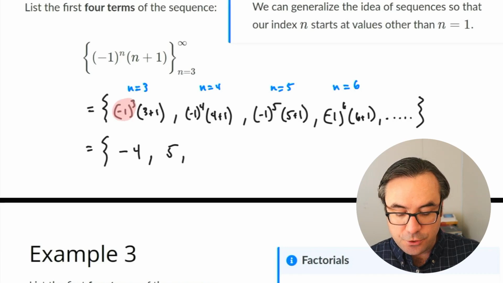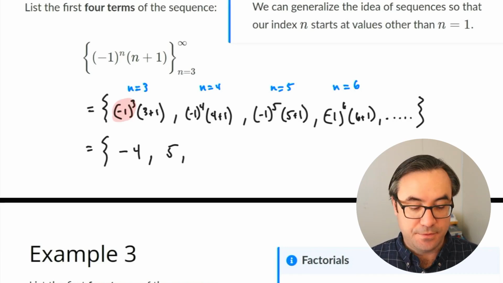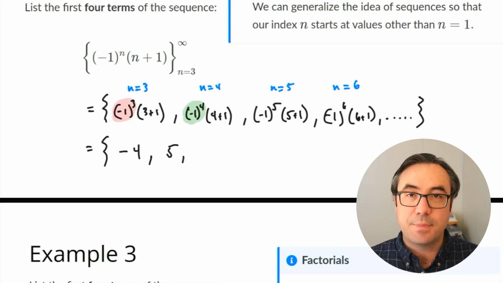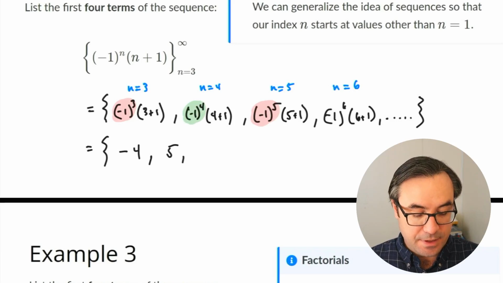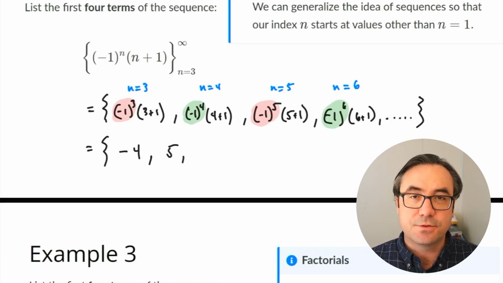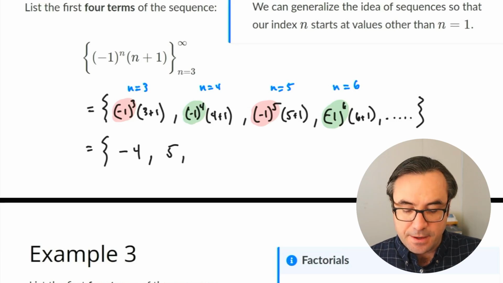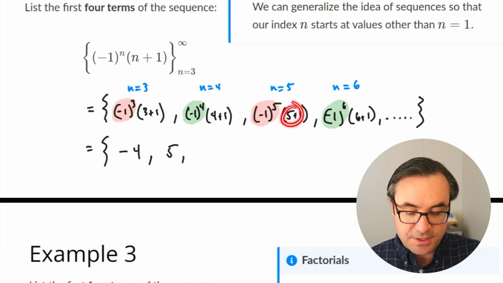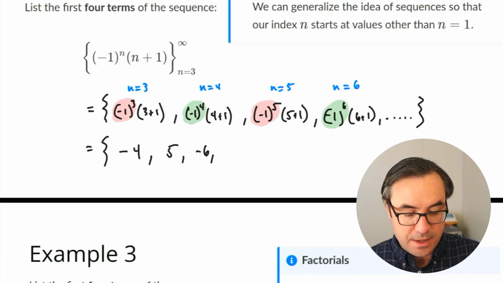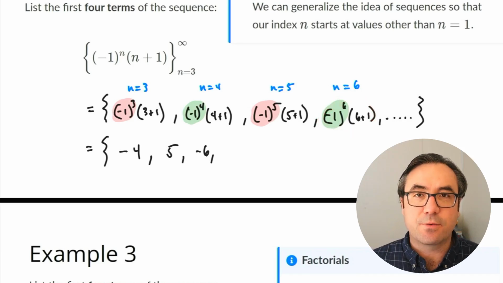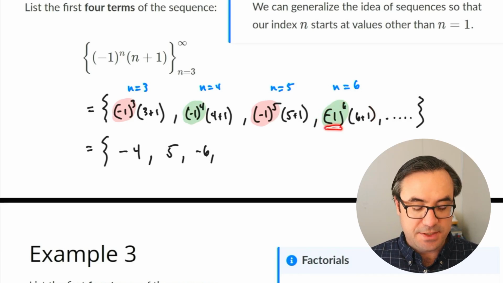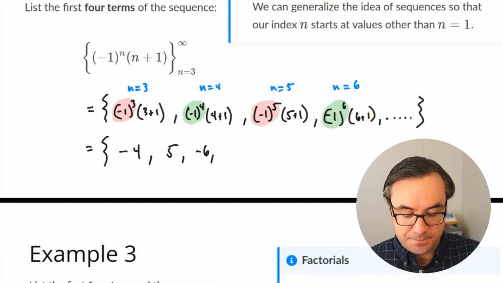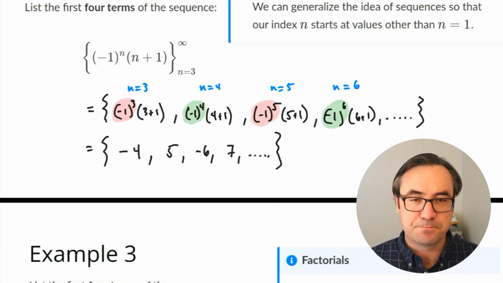So -1 cubed is, well, negative. -1 to the 4, positive. -1 to the power 5, back to negative. -1 to the power 6, back to positive. So it just kind of alternates like this. So for our third term, this is just going to be negative, so -6. And then for our last term that we're going to be writing out here, this is going to be positive, so +7. And then it just continues on from here.